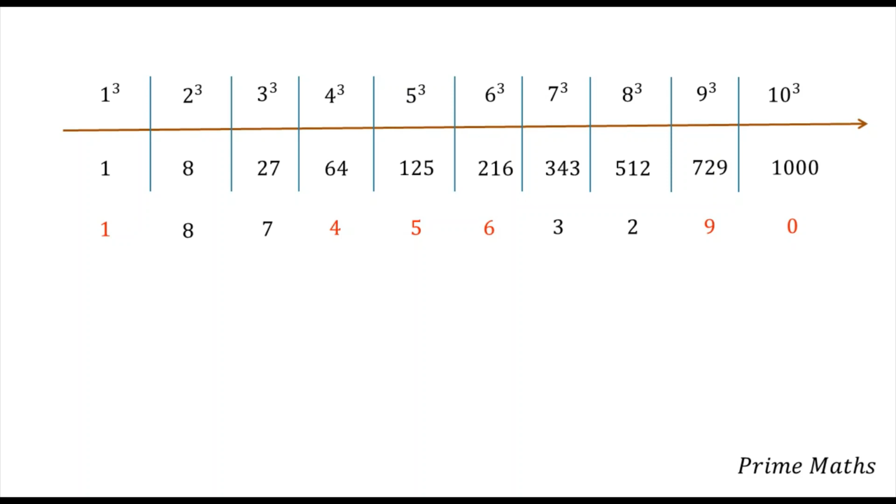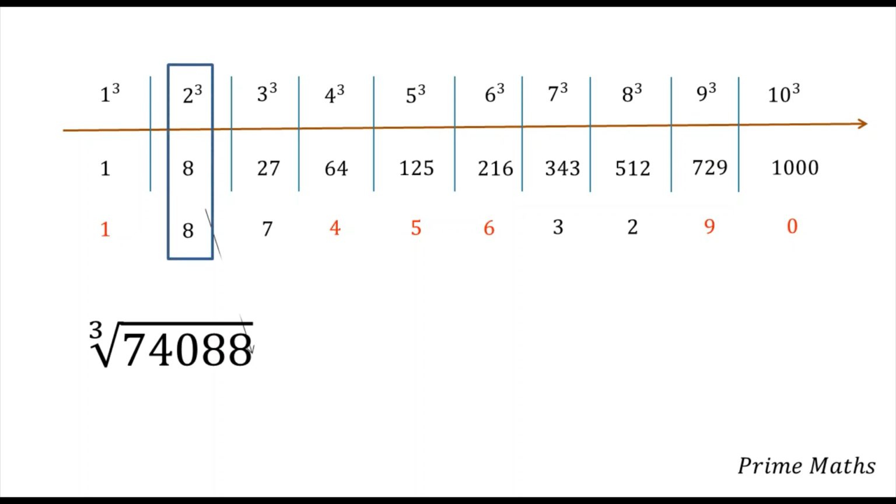Next we take another example to understand the method better. Here we have to find the cube root of 74,088. First, we have to note down the last digit of the number, which is 8 in this case. Now, see that 2 cube ends with 8.